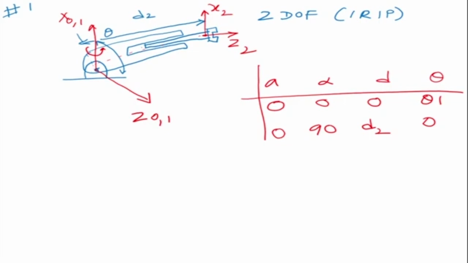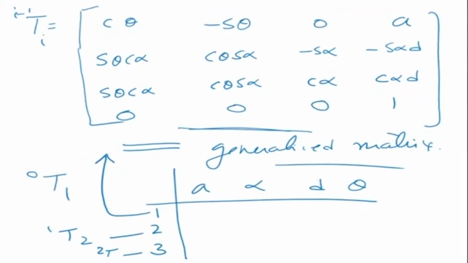Now what we do is find the transformation matrix 0 to 1. This is the 0 to 1 matrix, and the other matrix is going to be 1 to 2. Now how do I find this? I simply take the first row and put it in the generalized matrix. So it is 0, 0, 0, theta 1. It's a rotation about the z-axis. So you'll get cos theta 1, minus sin theta 1, sin theta 1, cos theta 1, then 0, 0, 1. And all the translations between the origins are 0.